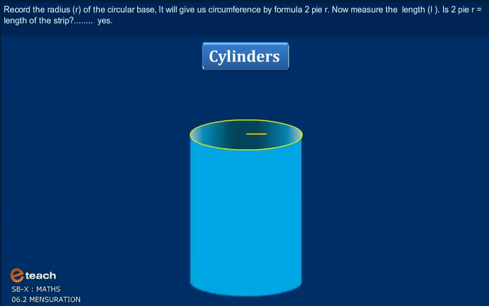Record the radius, that is r, of the circular base. It will give us the circumference by the formula 2 pi r. Now measure the length L. Is 2 pi r equal to the length of the strip? Yes.